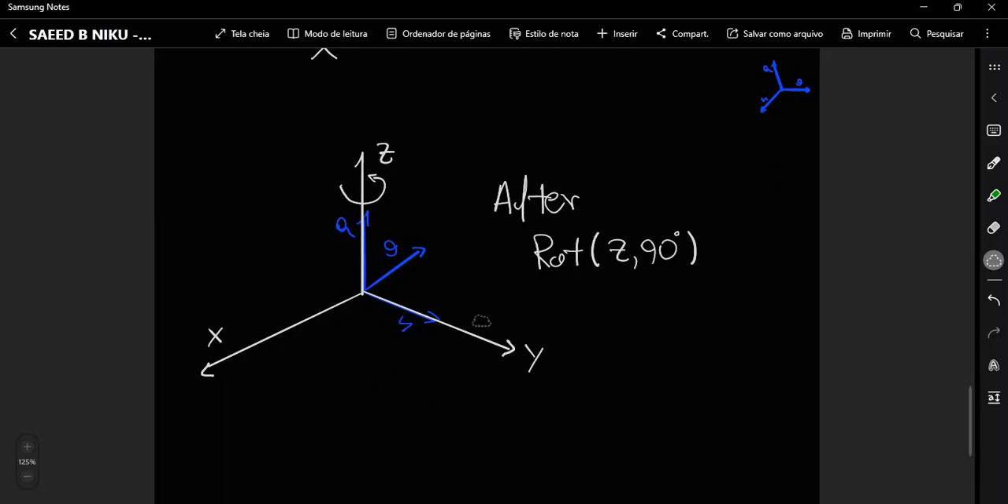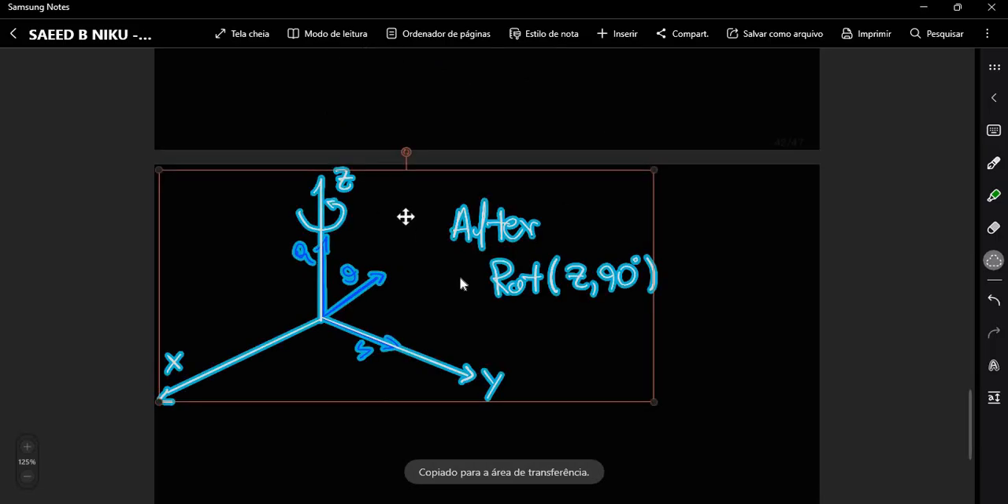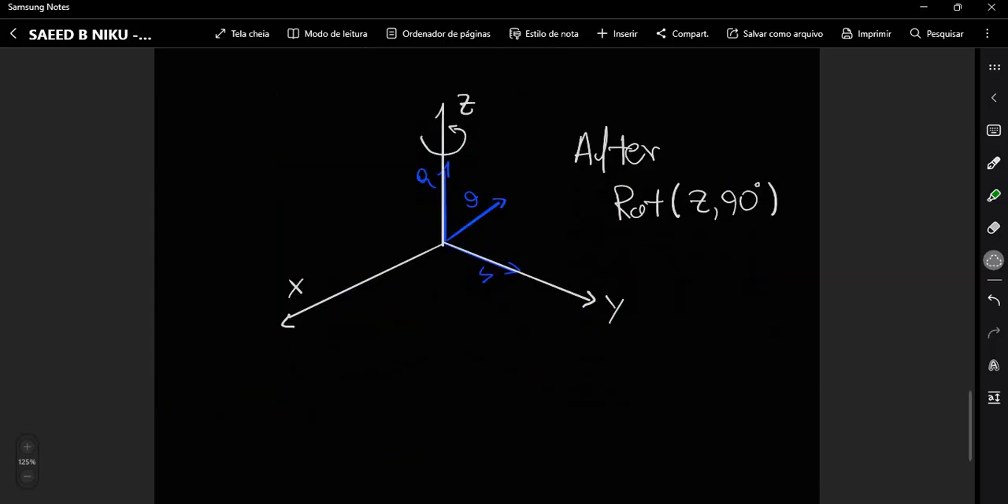Draw this going to be a bit tricky, but if you followed, you also going to be able to draw. And translation can be messy to draw. So let me erase this.